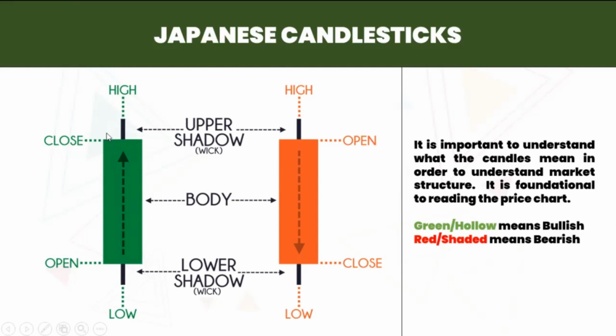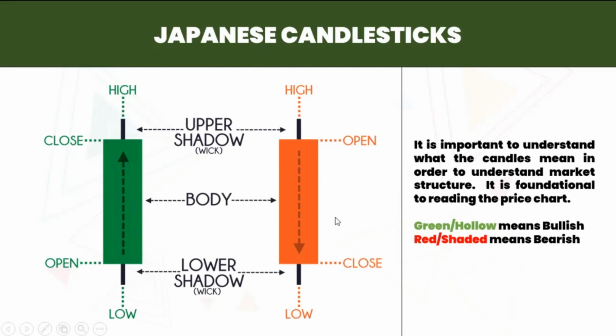But if it closes above here, that means there is no wick at the top, and then the candlestick will be full. What I'm trying to explain here is that this is the body of the candle, this is the open price, at the bottom here is the low price, this is the close price, and this is the high price.